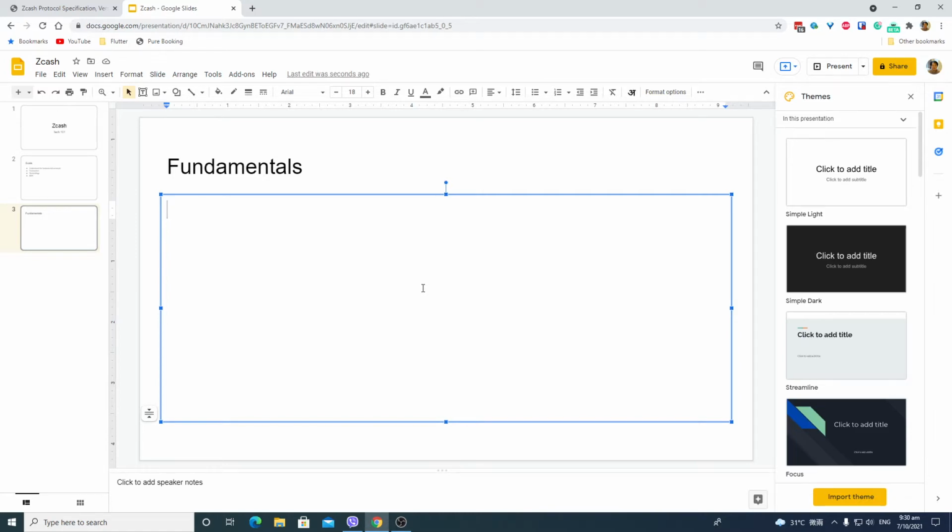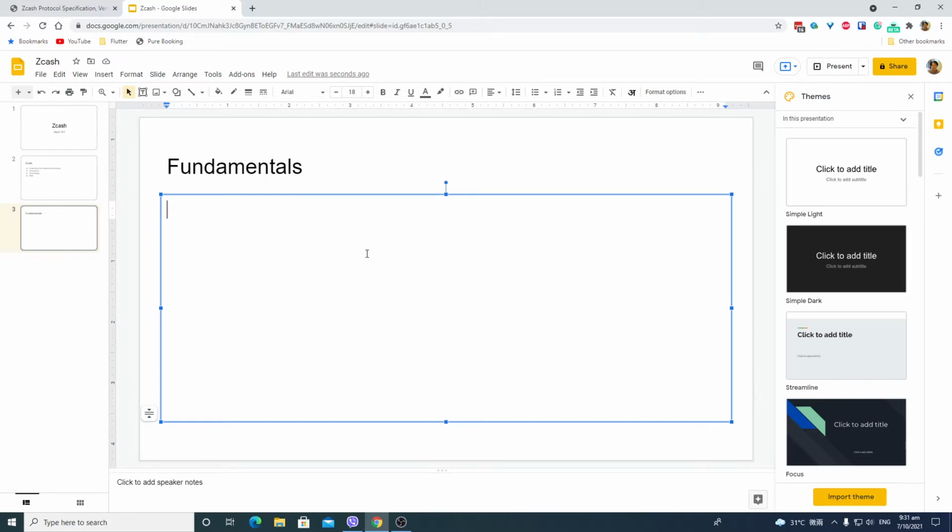So the inputs should refer to previous outputs that were not used before. They're called unspent transaction outputs, UTXOs. And the transaction outputs that you create in your transaction are going to be new unspent transaction outputs. Right, so fundamentally that's all we're getting from Bitcoin.